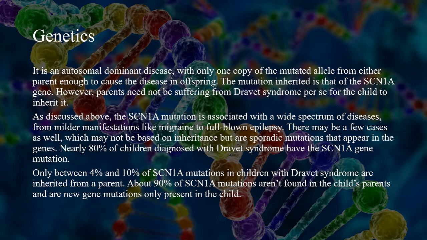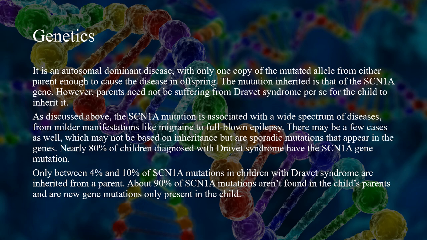It is an autosomal dominant disease, with only one copy of the mutated allele from either parent enough to cause the disease in offspring. The mutation inherited is that of the SCN1A gene. However, parents need not be suffering from Dravet syndrome per se for the child to inherit it. As discussed above, the SCN1A mutation is associated with a wide spectrum of diseases, from milder manifestations like migraine to full-blown epilepsy. There may be a few cases as well, which may not be based on inheritance but are sporadic mutations that appear in the genes.